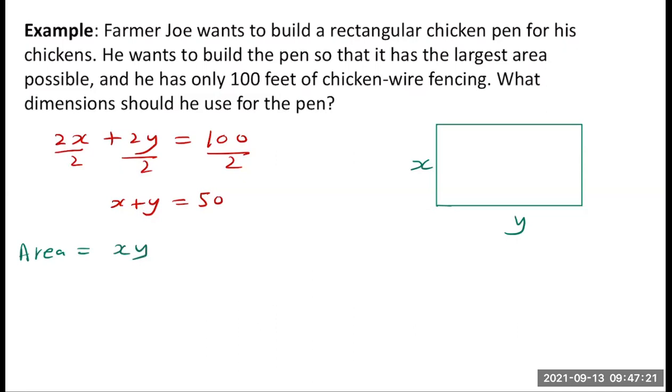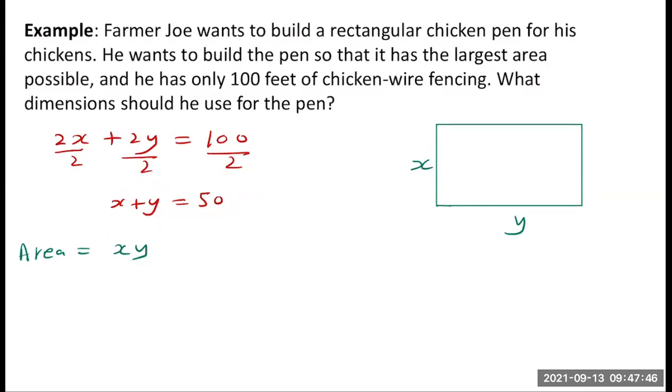Okay. Now, what's the problem here? I have found the area. I need to maximize this area. But the problem is I have two variables here. Okay. In an optimization problem, if you have two variables, the first thing that you need to do is come up with a one variable thing. You need to find your area in terms of a single variable. Of course, we can do that here because of this equation.